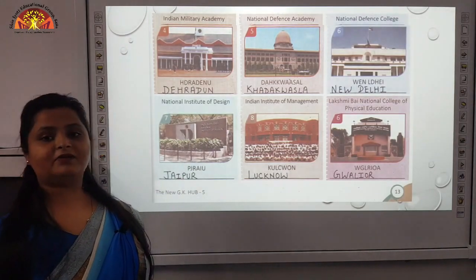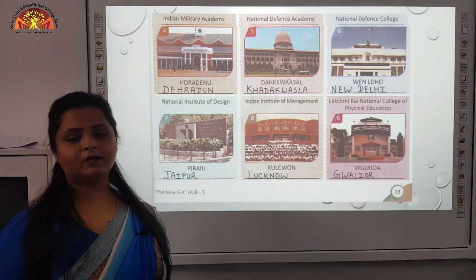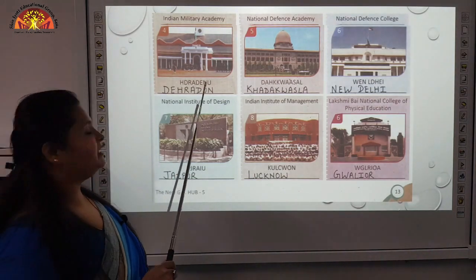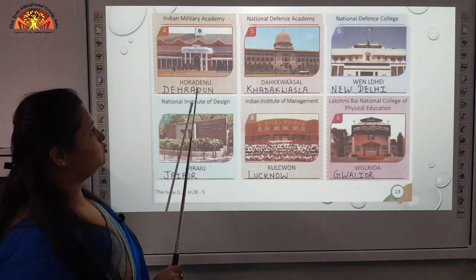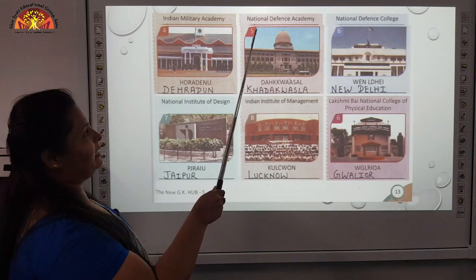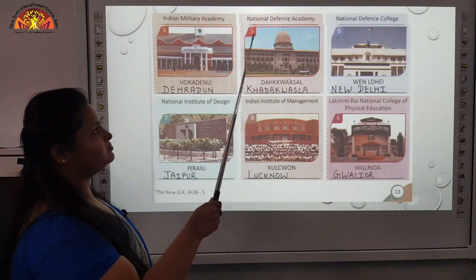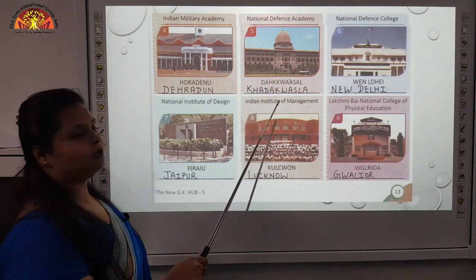Now this Indian Military Academy is an officer training institute of the Indian Army. Okay, the officer training institute of the Indian Army is situated in Dehradun. Fifth one, National Defence Academy, that is NDA. You all must be aware of this NDA. Okay, it is situated in Khadakwasla.